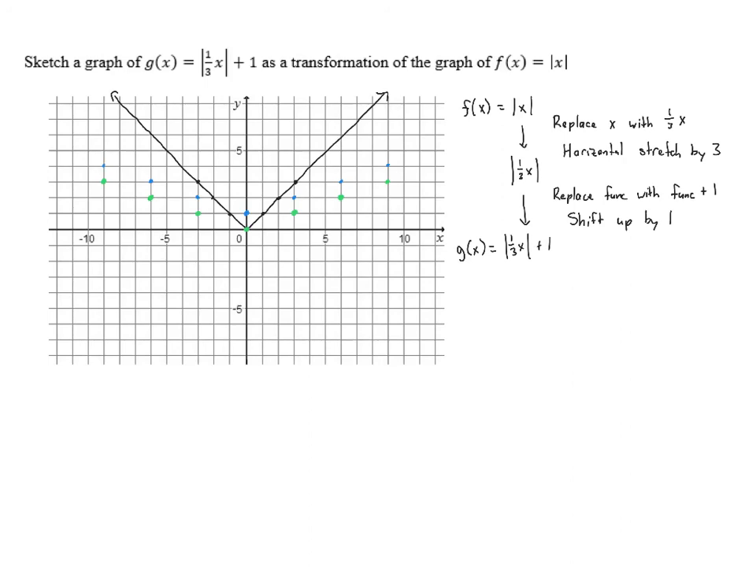And so our new graph is still going to be a V shape, though that beautiful 90-degree angle is gone. It's turned into quite an obtuse angle. And our new graph is going to be this one. This is g of x equals the absolute value of 1/3 x plus 1. And that is our final answer.